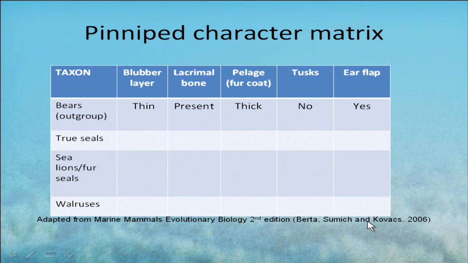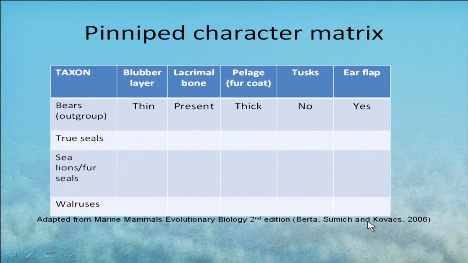The pinnipeds are going to be the seals, the first seals, and of course the walruses. In order to evaluate them, you first have to know what the plesiomorphs are. For the bears, I've actually filled that in for you. We have a thin blubber layer. Bears do not have a thick blubber layer.